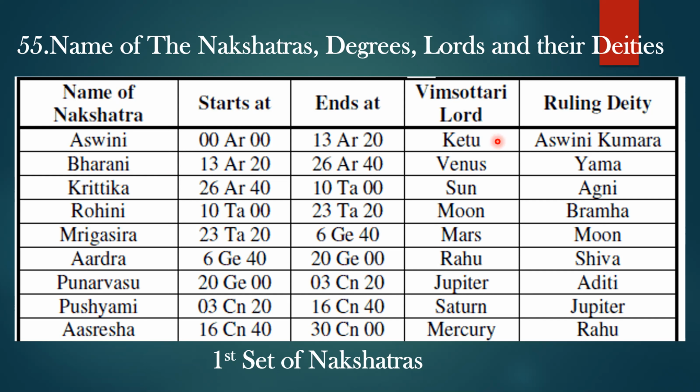Same set again. The nakshatra has changed, but the same set: Ketu, Venus, Sun, Moon, Mars. This is how it is for the second set, also for the third set. First set, same. Second set, same. Third set, same. The sequence of the planets in the Vimshottari Dasa is the same, but the nakshatra will change. I will connect these three sets later.